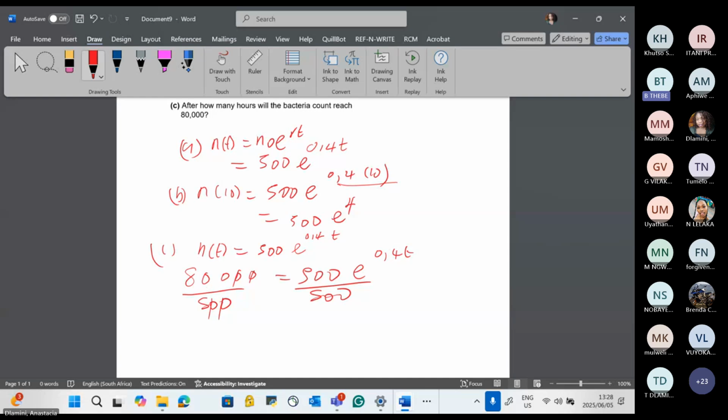80 divided by 5. 5, 10, 15, 20, 25, 30, 35, 40, 45, 50, 55, 60, 65, 70, 75, 80. It's 16. Then add the 0, it's going to be 160.